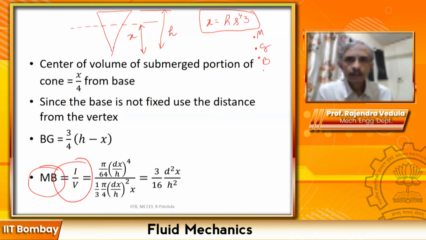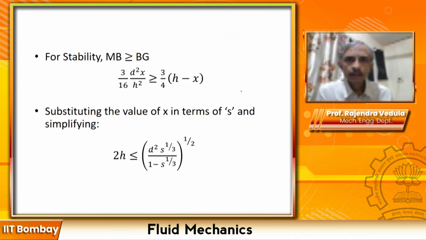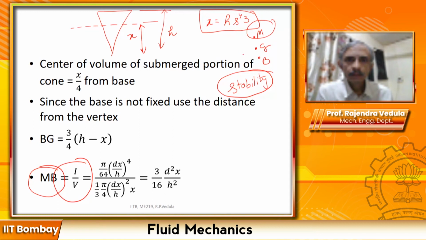If I compute this M here, then I can get what my stability condition is. The stability condition is MB must be greater than BG, or MG is greater than 0, whichever way you want to look at it. So what this gives me is MB. But first, what is G now? G is going to be here, correct?